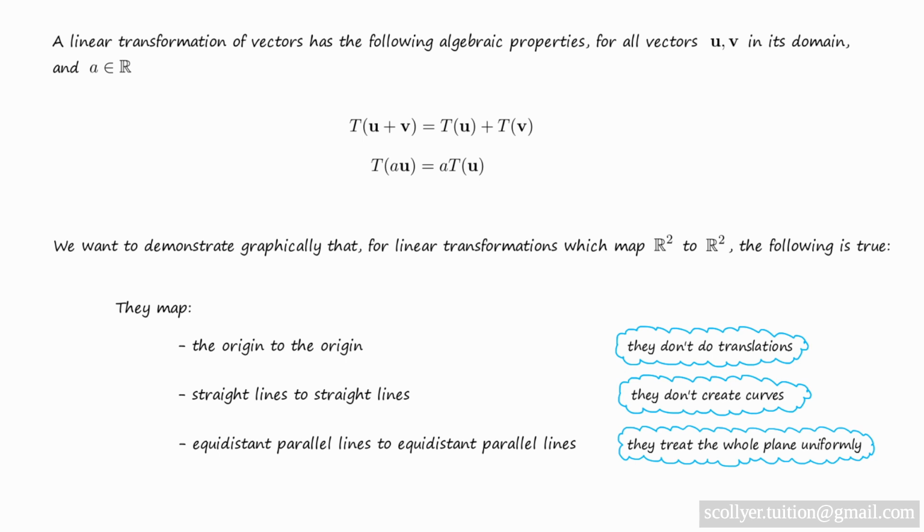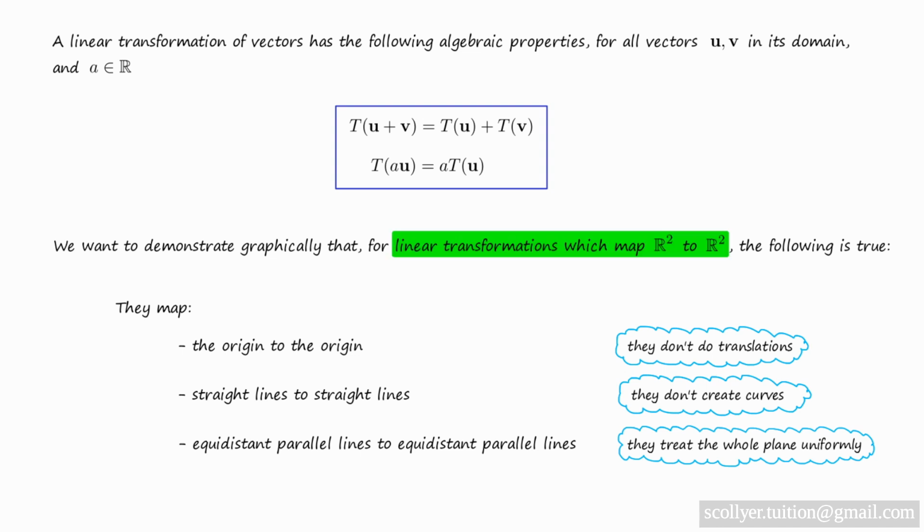The only properties of a linear transformation that we are allowed to use are those in the blue box, because they are the only properties which are true for all linear transformations. A linear transformation which maps from R2 to R2 can be described formally like so, where R2 is the set of all ordered pairs, and that set describes all vectors in the xy plane.